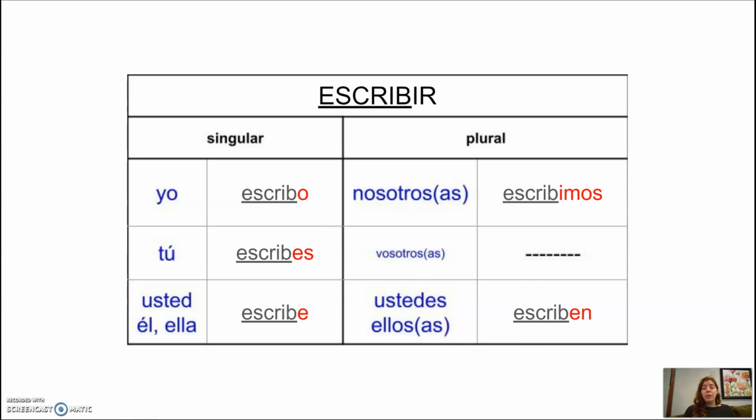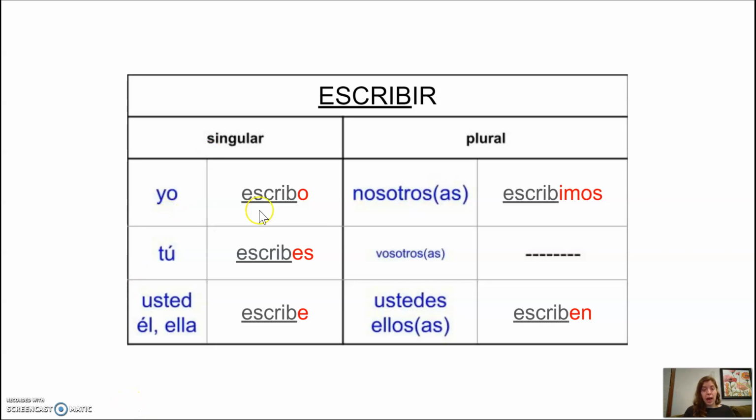Otro ejemplo, el verbo escribir. Escribir significa to write. Yo escribo, tú escribes, usted, él, ella escribe, nosotros, nosotras escribimos, ustedes, ellos, ellas escriben. These are the present tense forms of the verb escribir. Notice that because it is an IR verb, we use the imos ending in the nosotros, nosotras form.